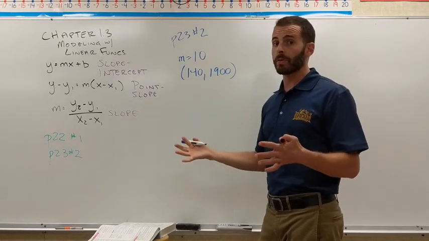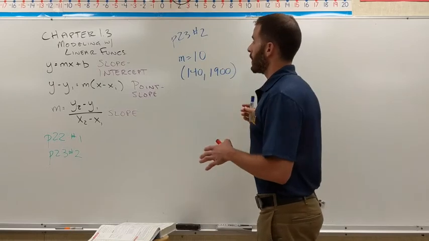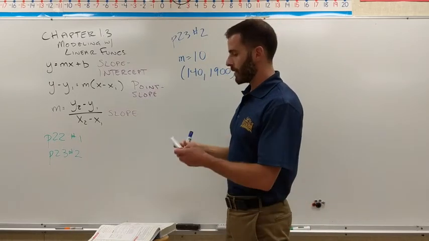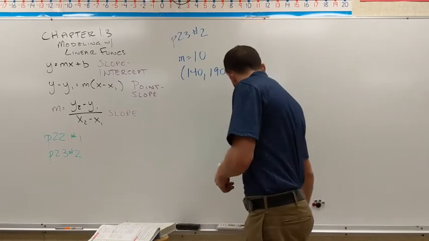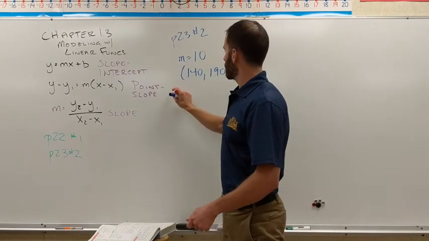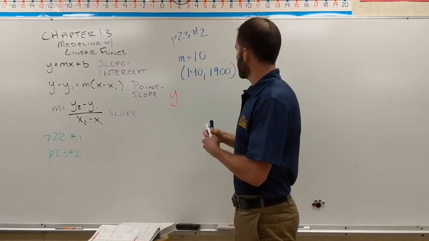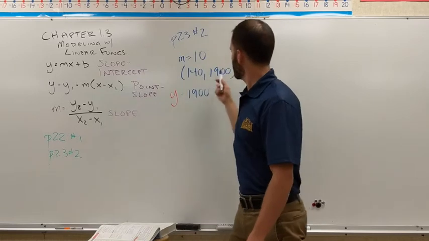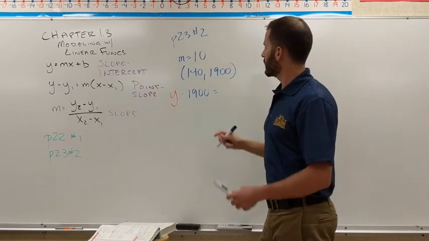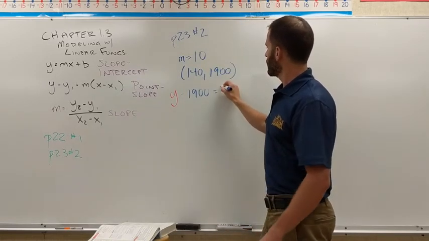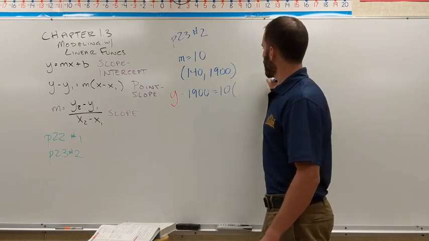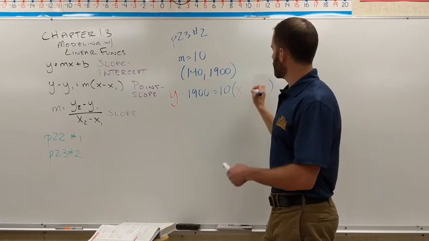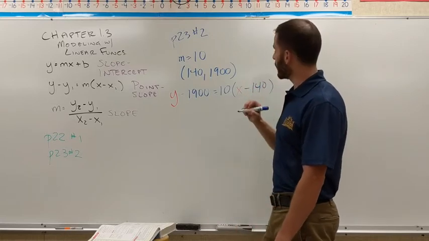I'm going to compare it to 2 other things from example 2. I know a slope, I know a point, I'm going to use point-slope form. So my y is going to stay y. I'm going to take away 1,900 because it's minus the y from the point. It's equal to the slope times x, and then minus the x from the point.